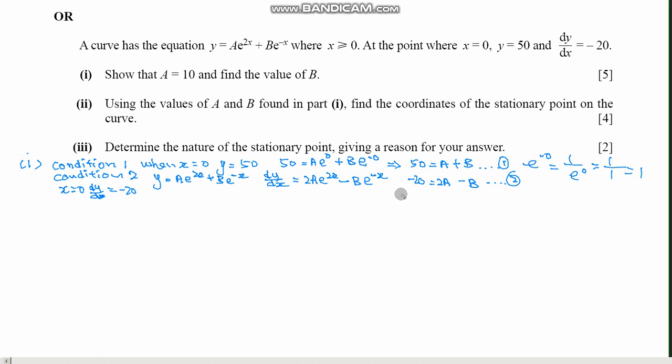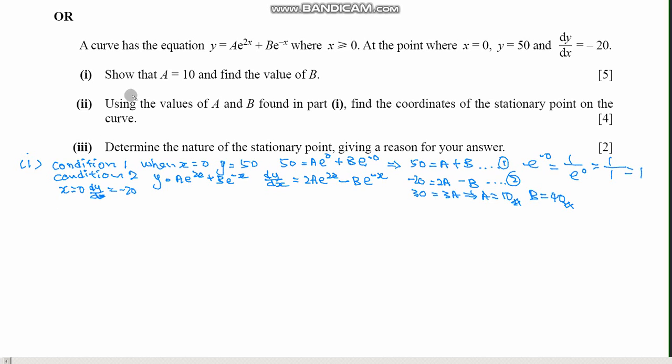Add both together, you get 30, and 3a will lead you to a becoming 10. Substitute a into equation 1, and we will get b equal to 40. So that answers your part 1.